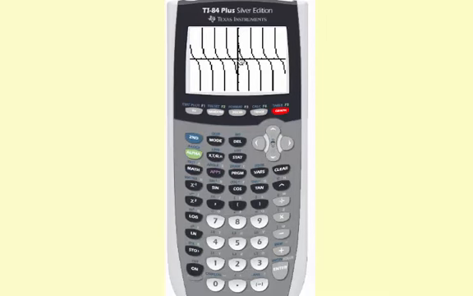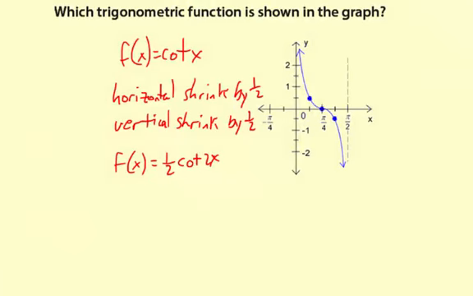And also, it's hard to tell by looking at the graph, but this is shrunken vertically by a factor of 1/2. Okay, so here's our function. F of x equals 1/2 cotangent of 2x. And I just want to emphasize that when you're working on these, you want to confirm your conclusion by graphing on your calculator and see if that can help you feel confident in what you're doing.